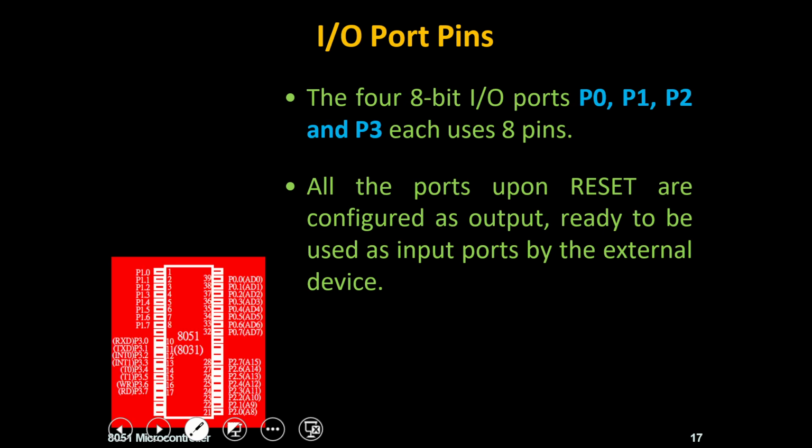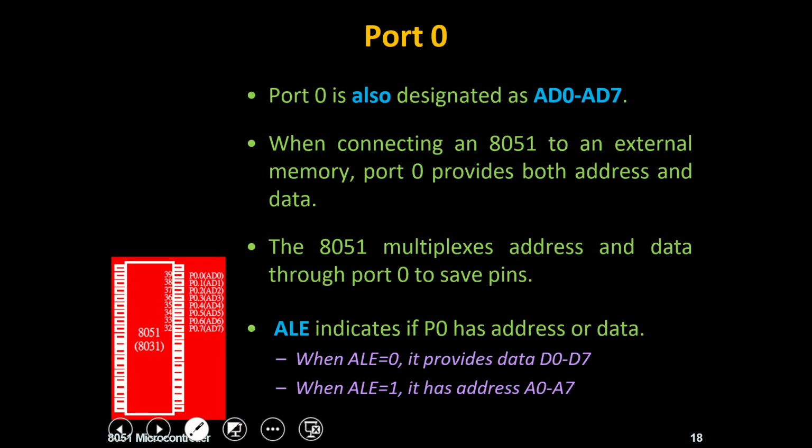Next one, input output port pins. There are four 8-bit input output ports available in the 8051, that is P0, P1, P2 and P3. Each has 8 pins for the input and output device interconnections. All the ports upon reset are configured as output, ready to be used as input ports by the external devices.